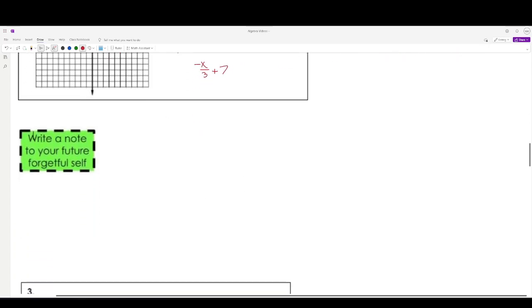Write a note. Okay, we already did that, so check the sign of slope versus uphill or downhill. Uphill is positive, downhill is negative.